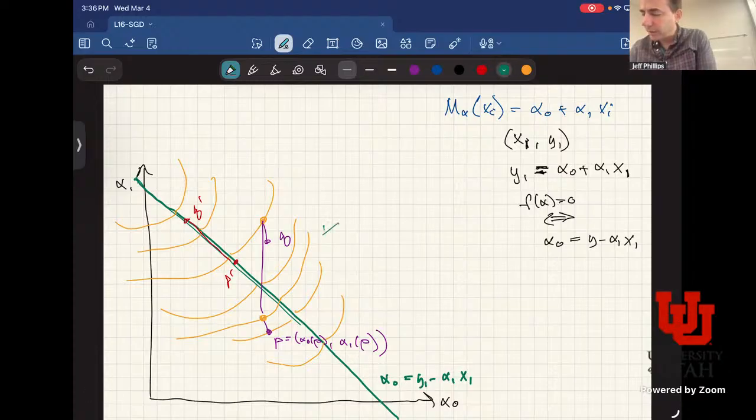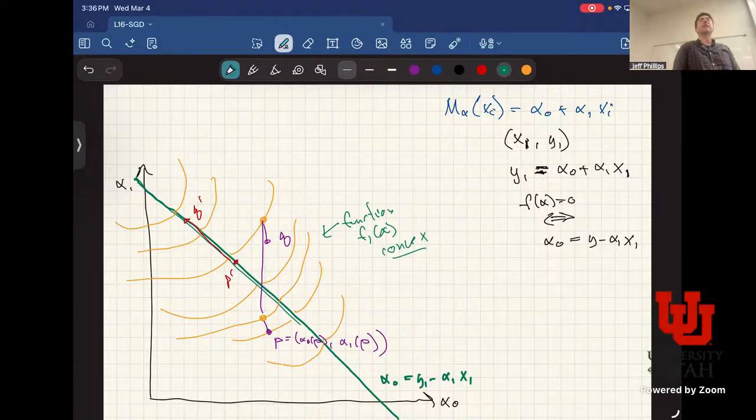This function, F1 of alpha, is convex, okay? So it is convex. You believe me? Okay, hopefully, good, great. I like the audio response. All right, is it strongly convex? Remember what strongly convex means?